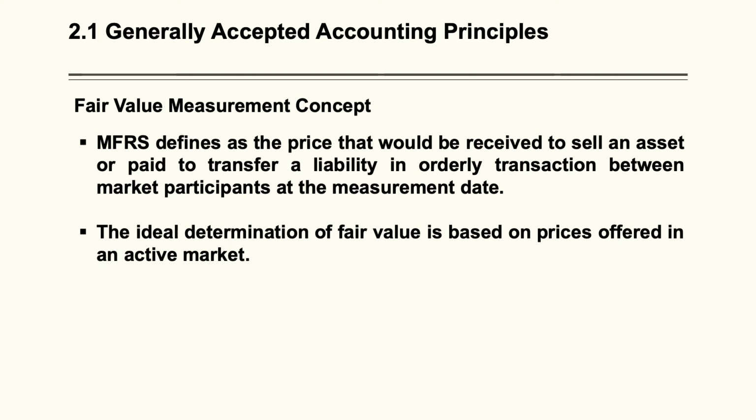Now we go for the last concept, that is the fair value measurement concept. So according to MFRS, Malaysia Financial Reporting Standard, it is defined as a price that will be received to sell an asset or paid to transfer a liability in an orderly transaction between market participants at the measurement date. So the ideal determination of fair value is based on the price offered in an active market. So for this last concept, we don't have an example. As I told you, we have all together 12 concepts, right? So now I want you to go back and go through the concepts one more time, and please give me one example of this fair value measurement concept.